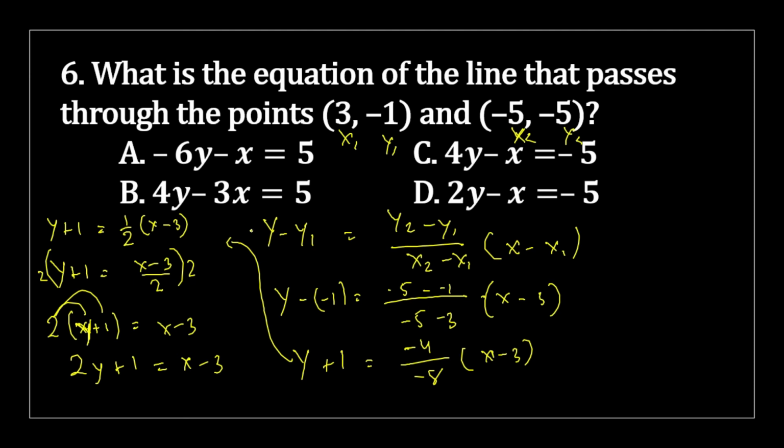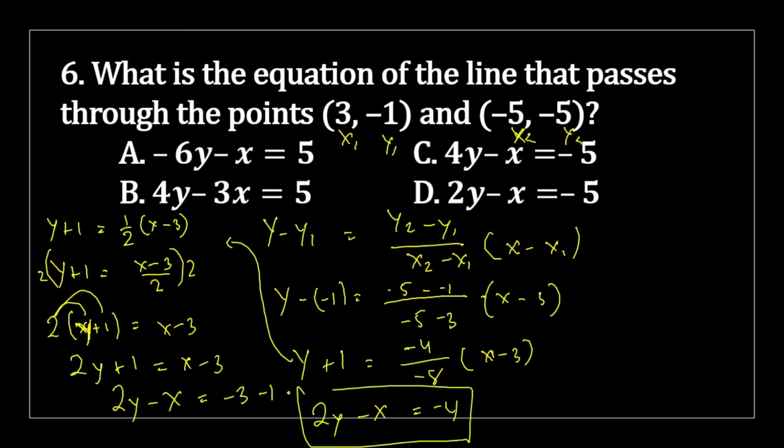Let's put all the variables on the left hand side. So we have 2y minus x is equal to negative 3 minus 1. So we have 2y minus x is equal to negative 4. So this will be our final answer. 2y minus x is equal to negative 4.